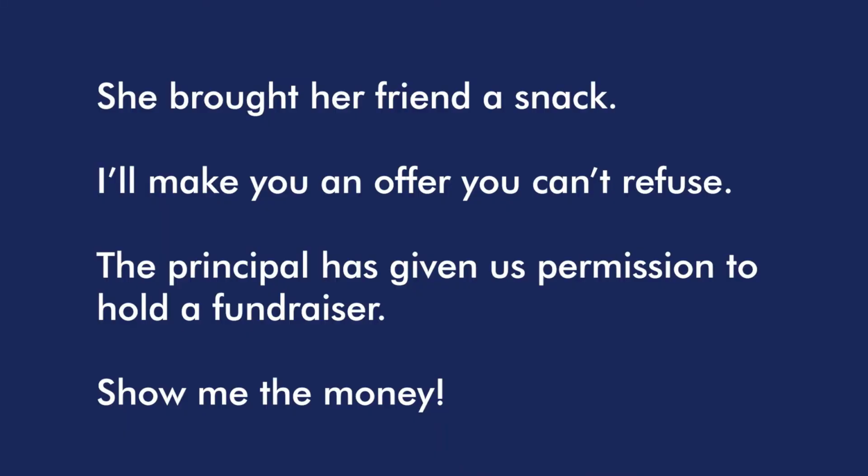Here are some additional examples. She brought her friend a snack. I'll make you an offer you can't refuse. The principal has given us permission to hold a fundraiser. Show me the money. Each of these examples illustrates the same order: subject, verb, indirect object, direct object. Keeping this in mind will help you identify and use these grammatical elements effectively.